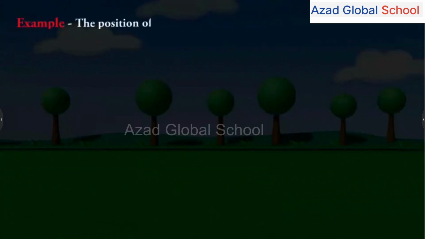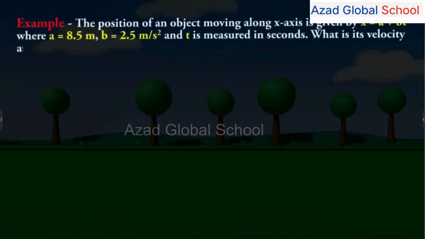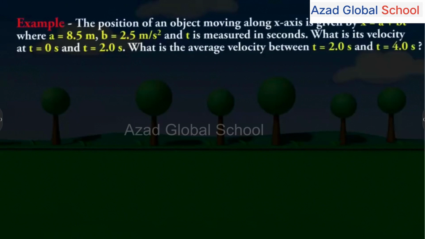The position of an object moving along x-axis is given by x is equal to a plus b t square, where a is equal to 8.5 meters, b is equal to 2.5 meter per second square, and t is measured in seconds. What is its velocity at t is equal to 0 second and t is equal to 2.0 second? What is the average velocity between t is equal to 2.0 second and t is equal to 4.0 second?